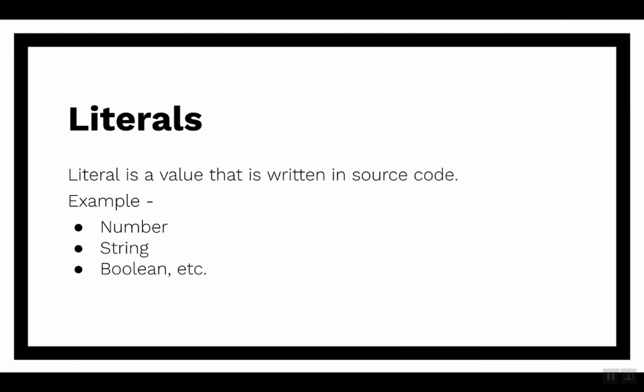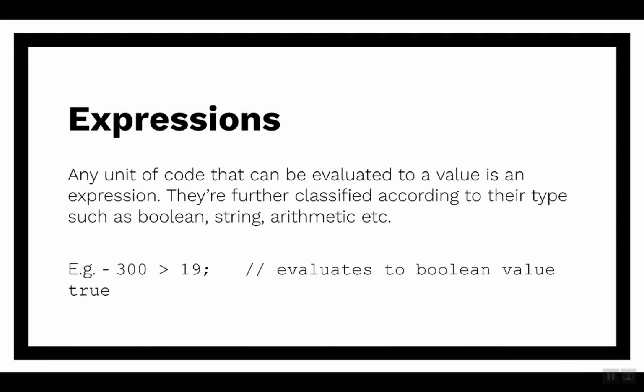A literal is any value that is written in source code. For example, you have a number, string, or boolean. Expressions. An expression is code that has to be evaluated to a value. For example, in this case, 300 greater than 19 evaluates to a Boolean value of true. They can be further classified according to their type, such as Boolean, string, or arithmetic.